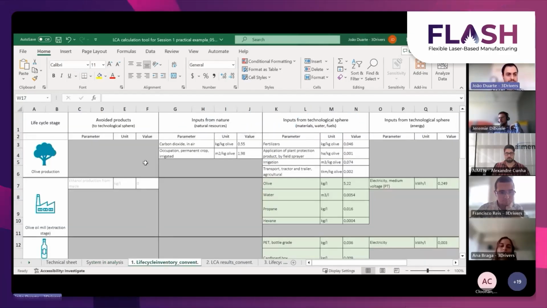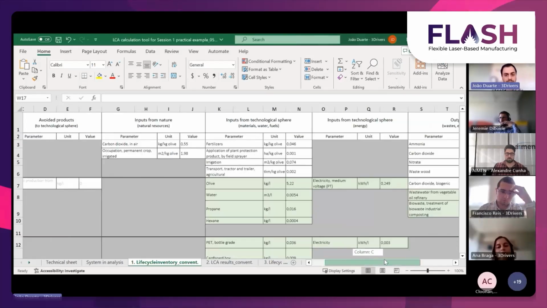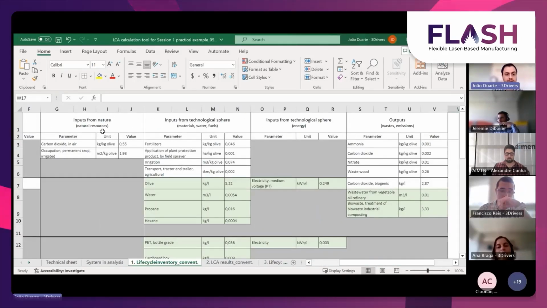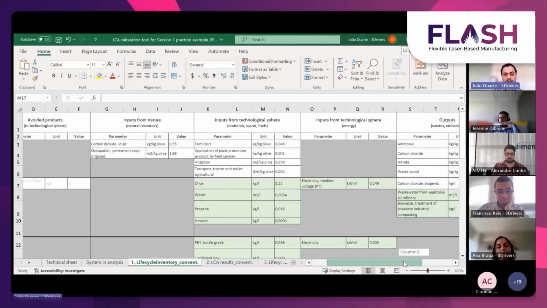In the next sheet, we have the life cycle inventory. So it shows how we can build the life cycle inventory. So we usually divide it by the life cycle stages and also by the different nature of inputs. So these are the inputs that we've seen in the slides. So inputs from nature, natural resources, the inputs from the technological sphere, the materials, water, and fuels, and also energy, and then the waste and emissions.